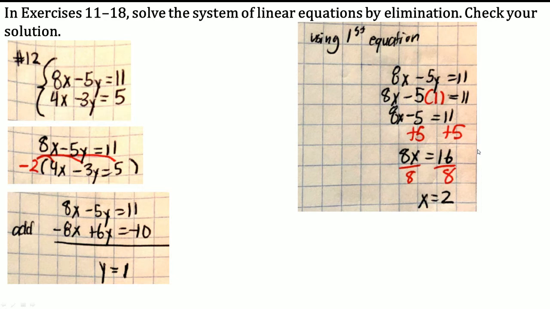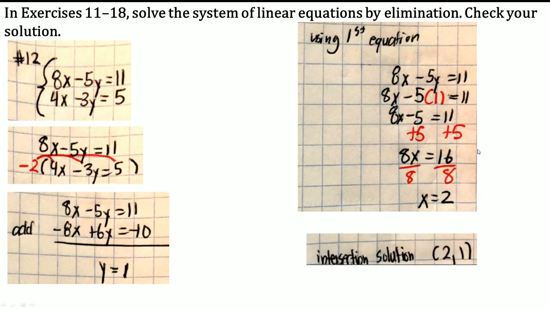I'm going to use the first equation now to get x. So it's 8x minus 5y equals 11. Substitute in y equals 1. 8x minus 5 times 1, because that's the substitution, becomes 8x minus 5. Add 5 to both sides, and you get 8x equals 16. Divide both sides by 8, and you get x equals 2. The solution set would be 2, comma 1.